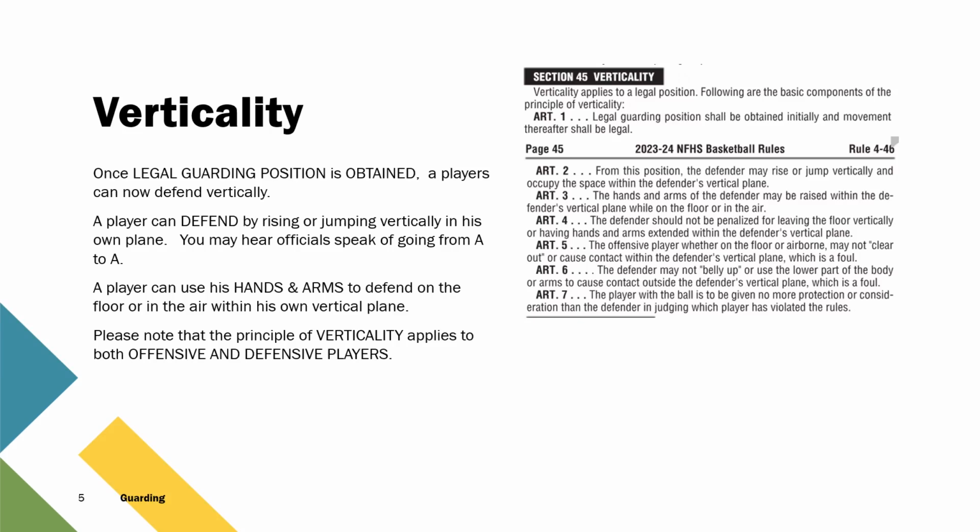Sometimes you may hear officials talk about this concept of verticality, rising and jumping in your own plane, making reference to it as going from A to A. A player can use his hands and arms to defend on the floor or in the air within his own vertical plane. We're going to learn later via the same rule coming from the NCAA rulebook that the principle of verticality applies to both offensive and defensive players.